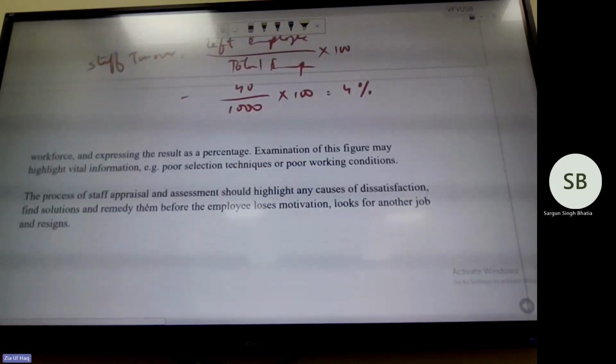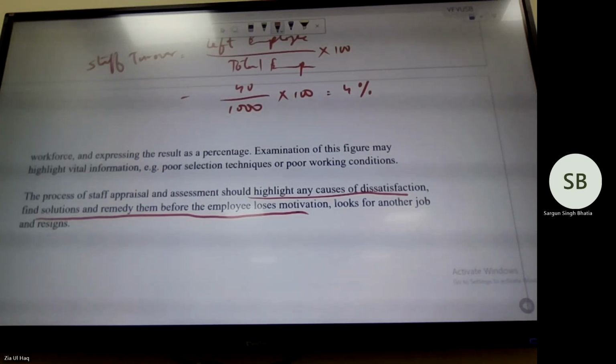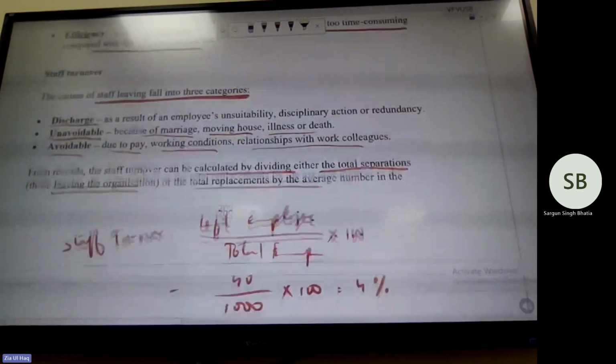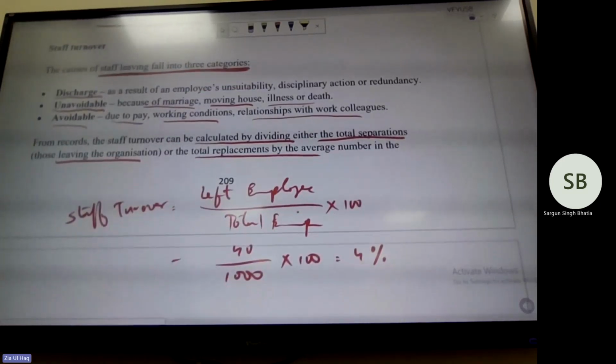The process of staff appraisal and assessment should highlight any causes of dissatisfaction, find solutions, and remedy them so that staff turnover can be reduced. During performance assessment and appraisal, the manager should highlight the issues relating to staff turnover so that an action plan can be implemented to reduce it. If you are not highlighting issues, you will not be able to control staff turnover. If you are not able to control staff turnover, your organization will be disturbed. Your customer will be disturbed. Your processes will be disturbed. Because for new employees, you have to train them, and training requires time as well as cost.